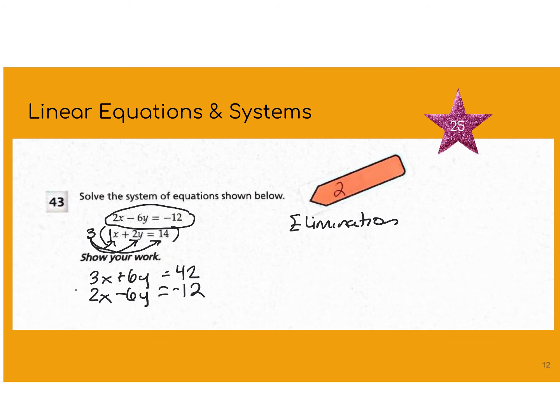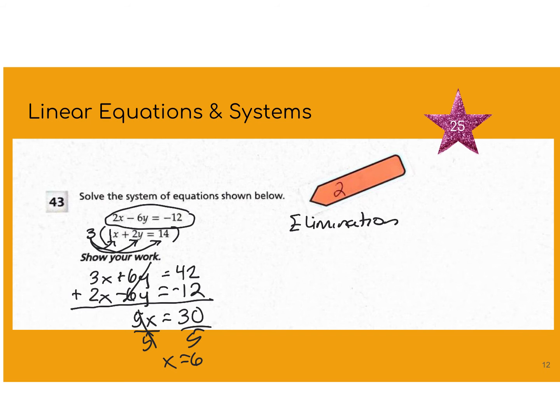So remember, with elimination, you add, and my positive 6y and negative 6y, they're additive inverses. They cancel out. So I have 5x equals 30. 42 minus 12 gives me 30. So I would divide by 5, and I'll have x equals 6. So that's the first part.